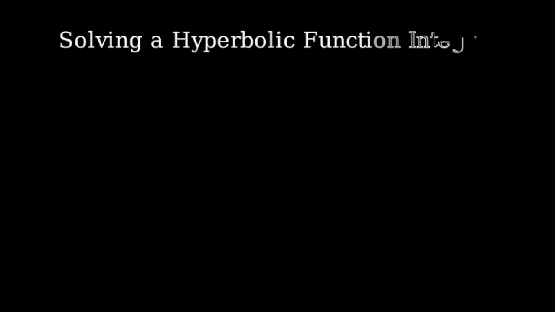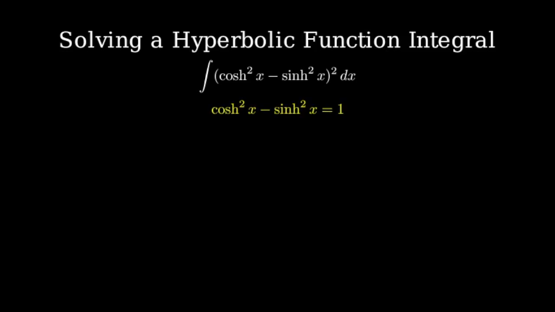Welcome. Today we'll solve an integral involving hyperbolic functions. Let's look at our integral. To solve this, let's recall a fundamental hyperbolic identity. The difference of hyperbolic cosine squared and hyperbolic sine squared equals 1. Let's use this identity to simplify what's inside our integral.